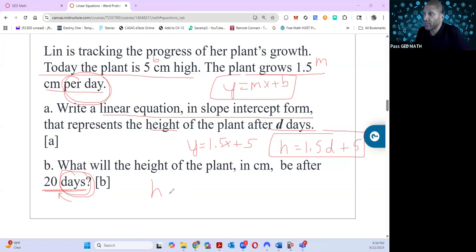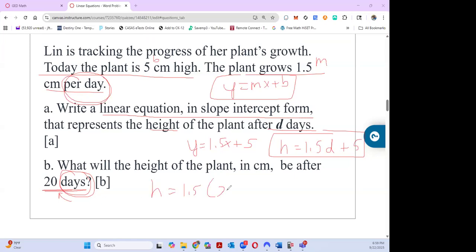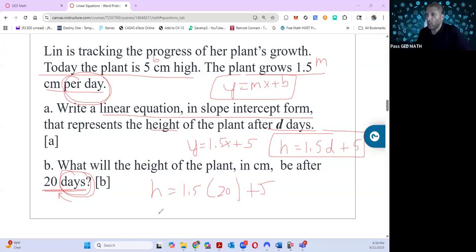So H equal 1.5 times 20 plus 5. So H equal 20 and 10, that's 30 plus 5. Again, I did that in my head. Mental math. You don't have to rely on your calculator. 20 times 1 is 20. 0.5 is a half. What's half of 20? 10. 20 plus 10 is 30 plus 5. Your height after 20 days is going to be 35 centimeters. A hard problem with two different questions becomes easy when you can identify what M is and what B is. That's any linear equation.